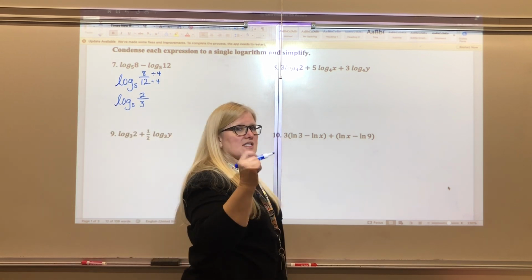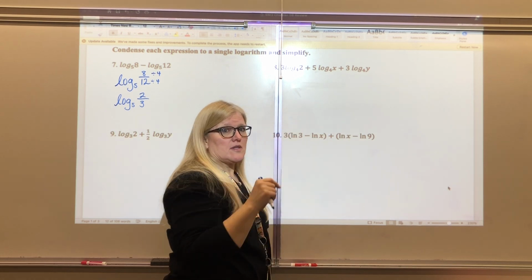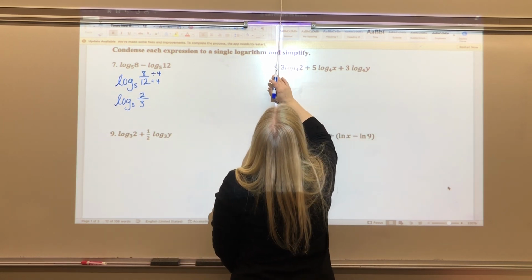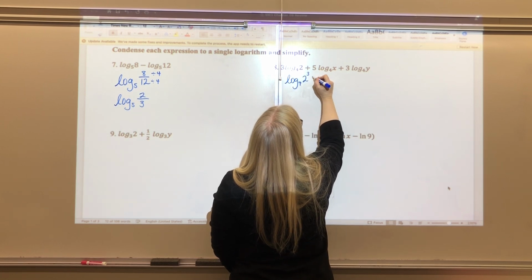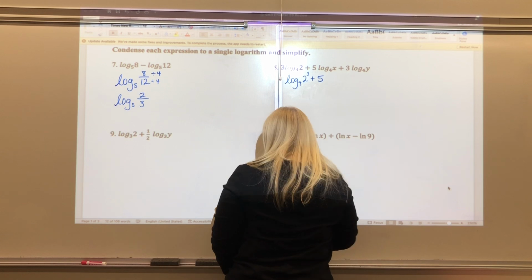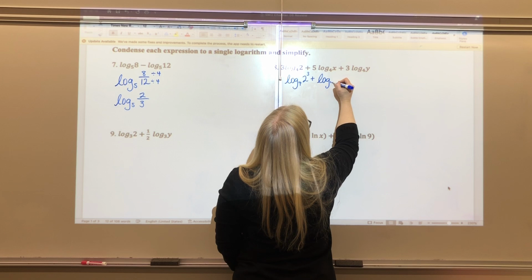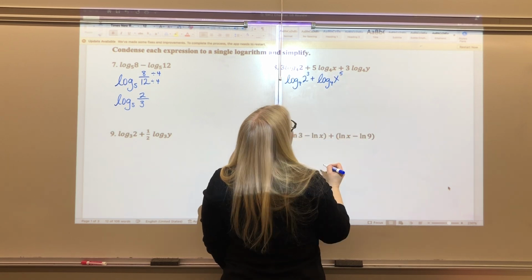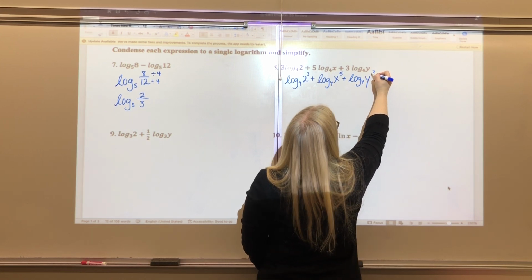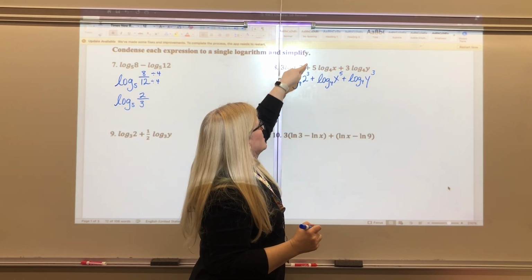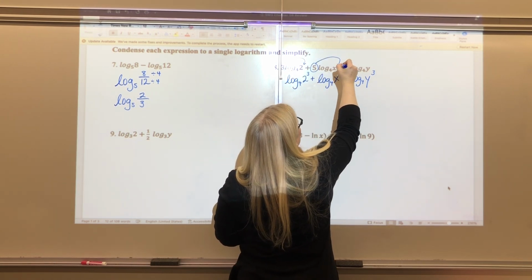Okay, over here, like I said, we're going to take these numbers that are out front and we're going to bump them up first. Okay, so this is a 3, so we have log base 4, 2 to the 3rd, plus, oops, boy, I did it again, didn't I? Okay, log base 4, x to the 5th, plus log base 4, y to the 3rd. Okay, so I bumped all of these up and made them exponents. Okay, like this.